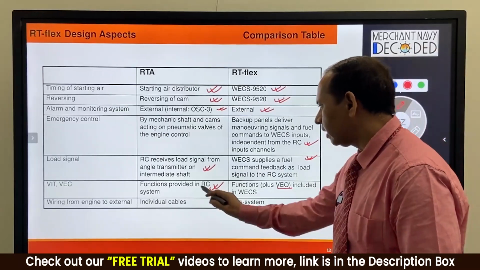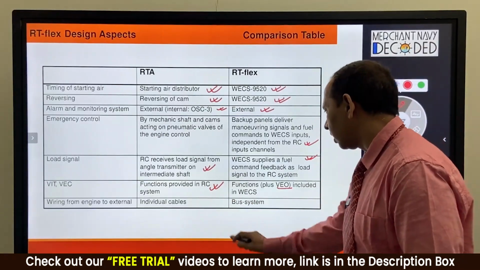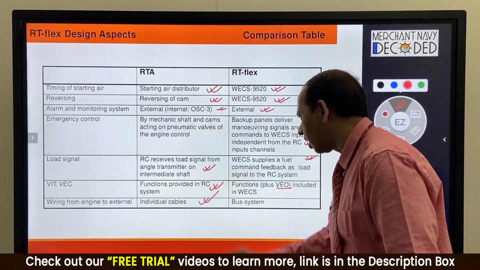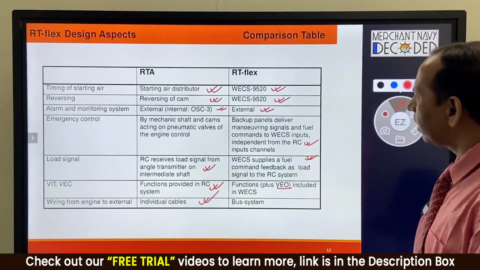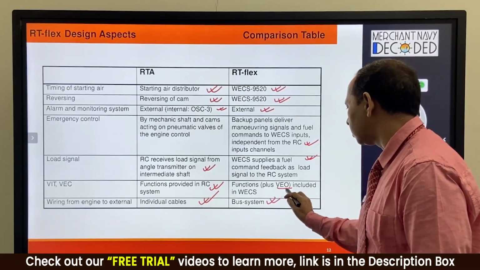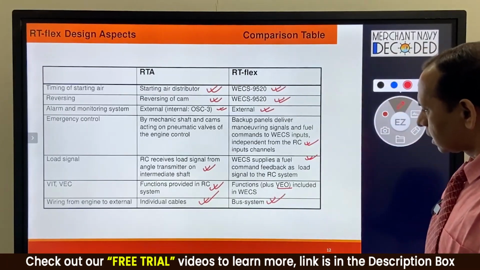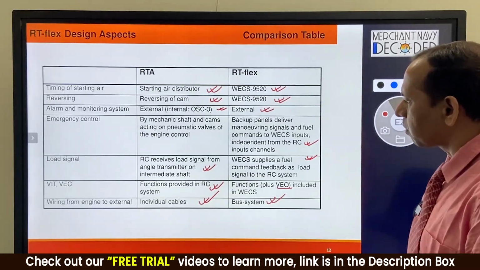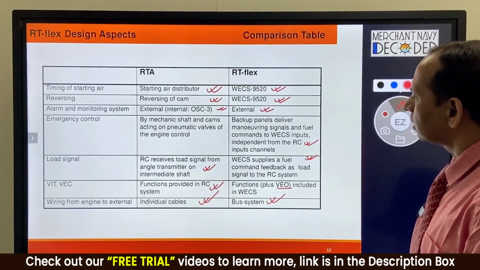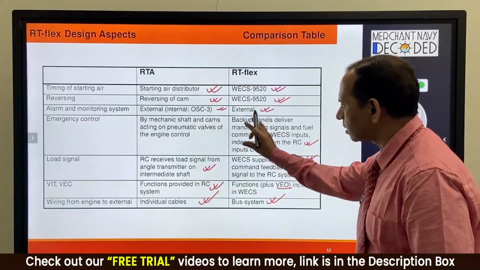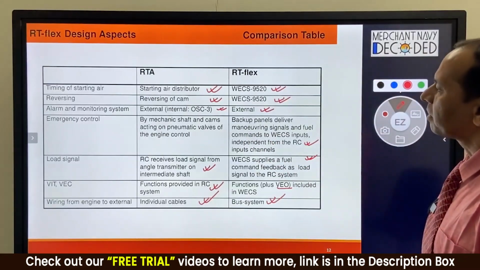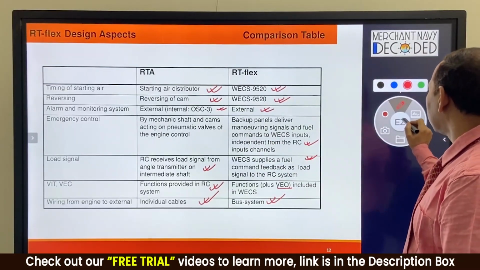Similarly, wiring from the engine to external, we have individual cables, which is a hardwire system we should call, whereas in the RT-Flex engine this is a bus system, which is a serial digital communication system we are using in the RT-Flex engine. So these are major changes in control mechanism between an RTA engine and an RT-Flex engine.